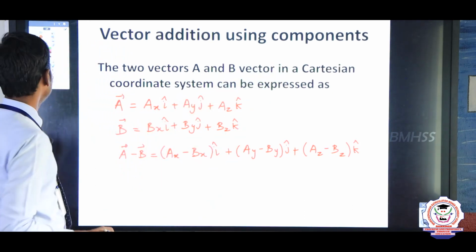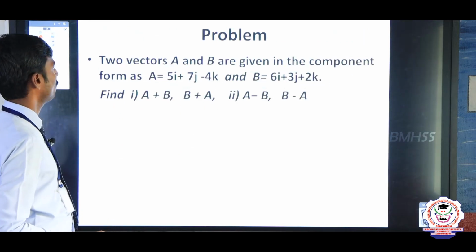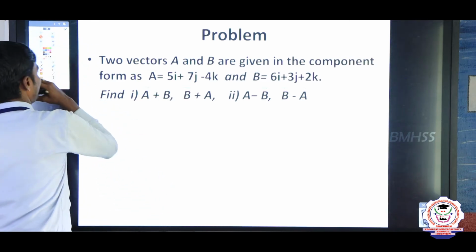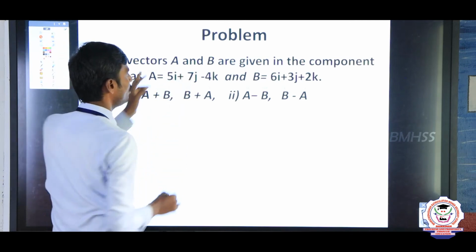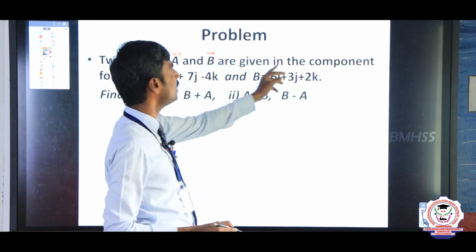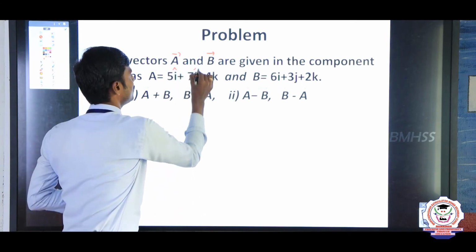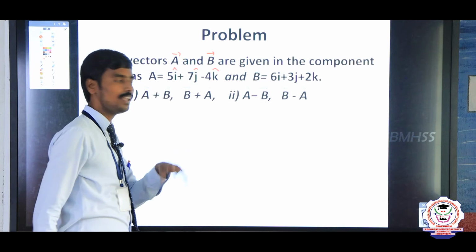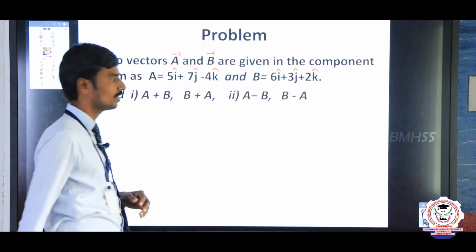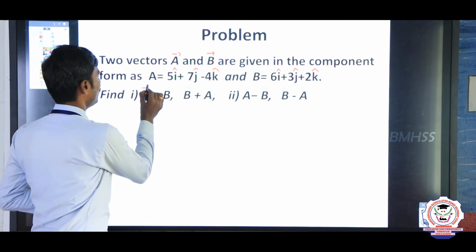The next one is a problem. Two vectors, A vector and B vector, are given in component form: A vector equals 5 i cap plus 7 j cap minus 4 k cap, and B vector equals 6 i cap plus 3 j cap plus 2 k cap. To find the A vector plus B vector.